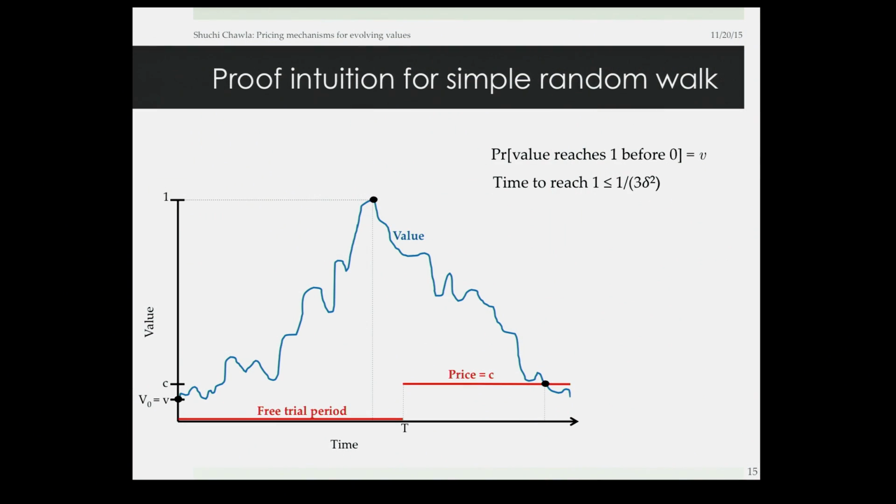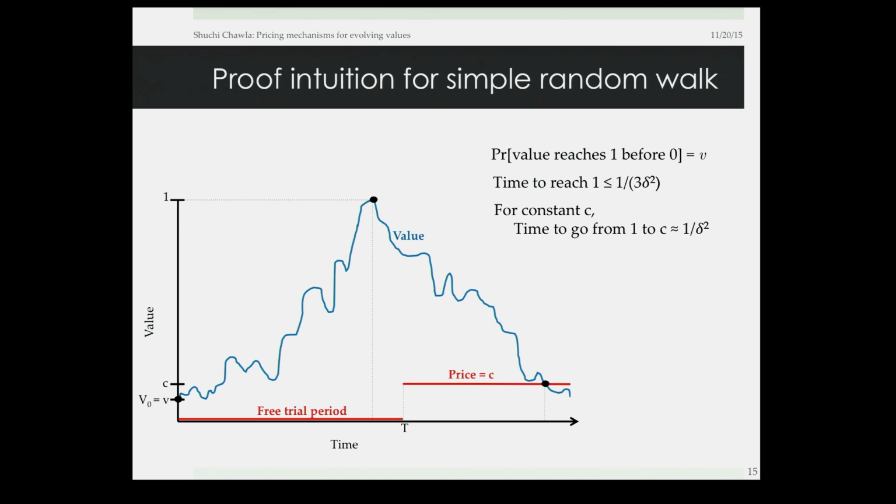And then we can also compute the expected time taken to reach this high value, conditioned on the fact that it reaches this high value. And this turns out to depend on the step size. So it looks something like constant times 1 over delta squared. And then once it climbs up to this high point, the time that it takes to get down to a price of C is also about 1 over delta squared. Okay? So the thing we want to achieve from our pricing is that we want this event to happen before we start charging the agent.